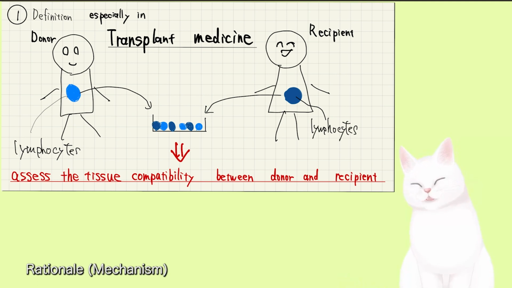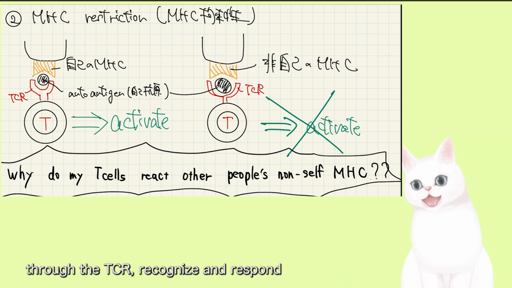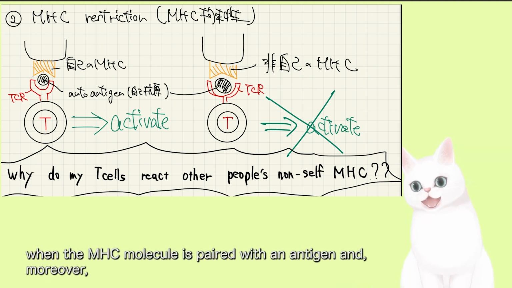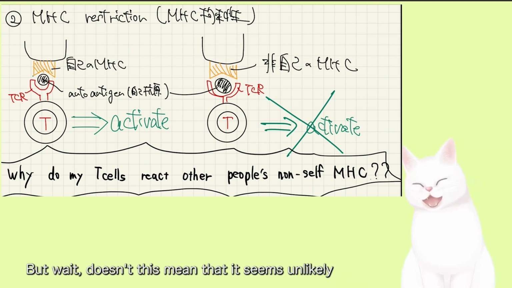Rationale. Mechanism. Do you remember MHC restriction? MHC restriction means that T cells, through the TCR, recognize and respond when the MHC molecule is paired with an antigen, and moreover, when the MHC molecule itself is self. But wait, doesn't this mean that it seems unlikely to react with transplanted non-self tissues?